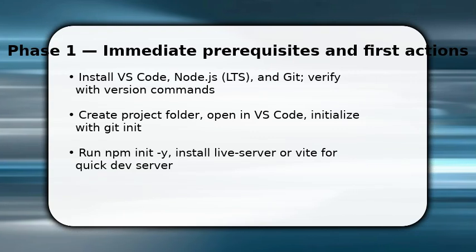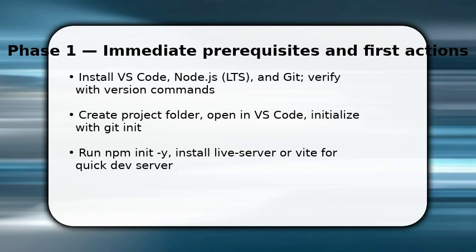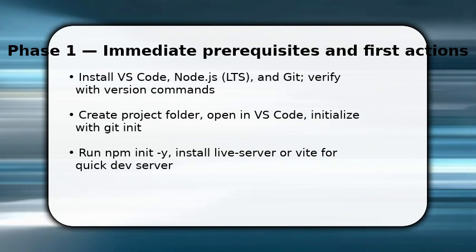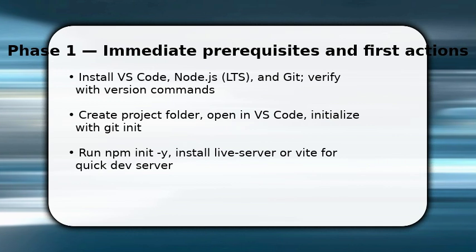Enjoy the video. You start by confirming prerequisites: VS Code, Node, JS LTS, and Git. Open your project folder in the editor and initialize a Git repo so changes are tracked. Next, run npm init to create package.json, and install a dev server like Live Server or Vite. This gives instant reloads so you see changes.